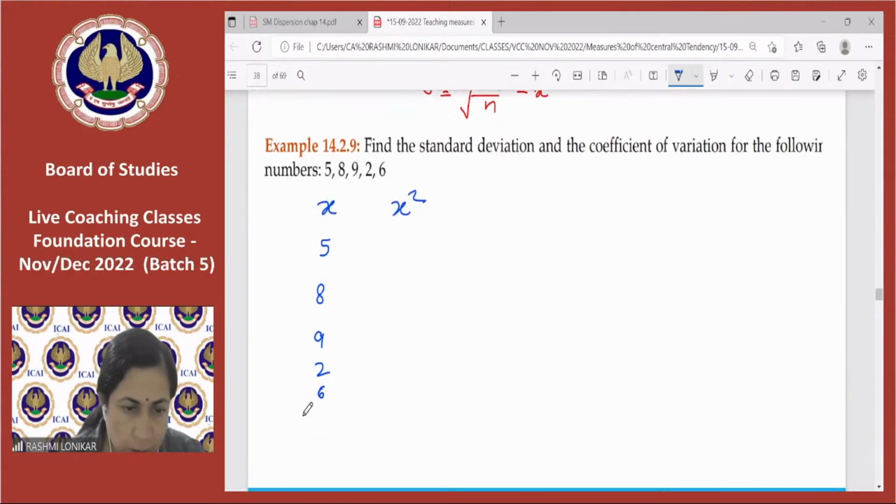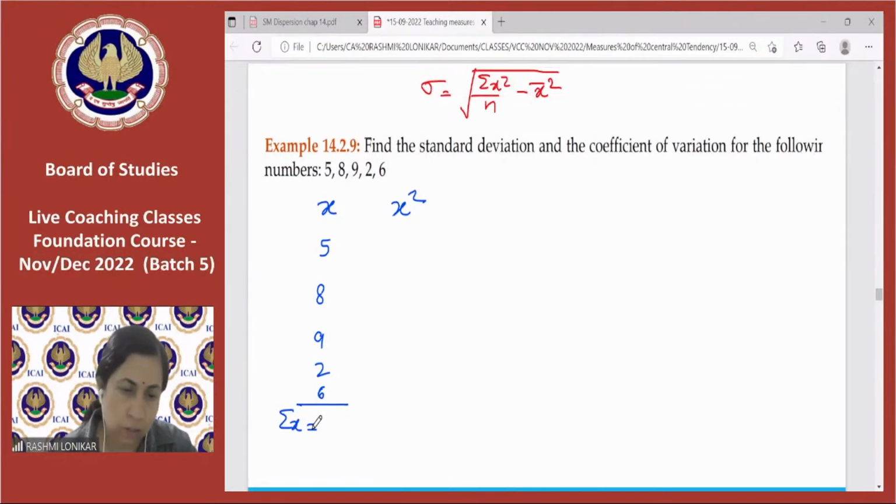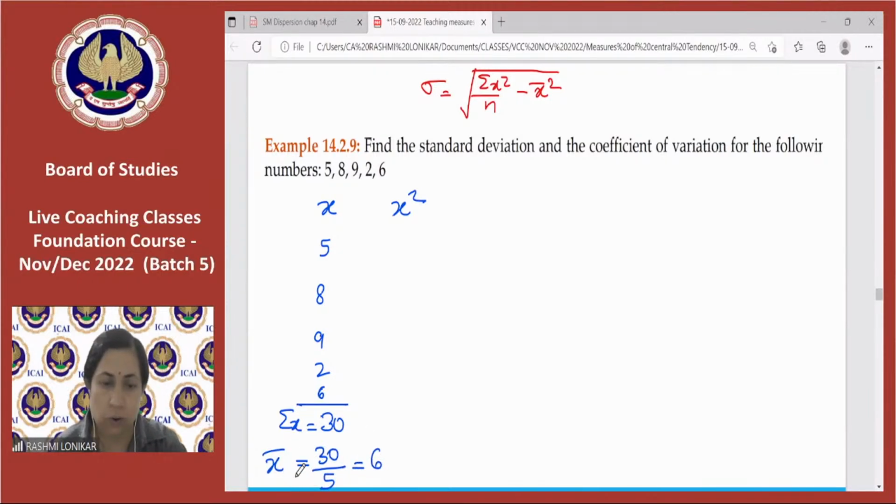First step is I find the summation x. How much is this? 13 plus 11 plus 6, 30. How many numbers are there? 1, 2, 3, 4, 5. So what will be my x bar? X bar will be 30 upon 5, which is equal to 6. So first step I have done, I found x bar.